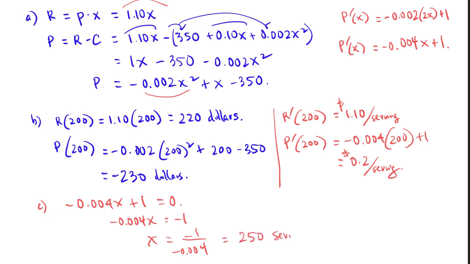This is the number of servings. What this means is that if we serve 250 servings, we will break even. And hopefully, after that, we will start making money. So, to make money in these scenarios, we would need to sell more than 250 servings. Any number of servings that is less than 250 will result in a loss.